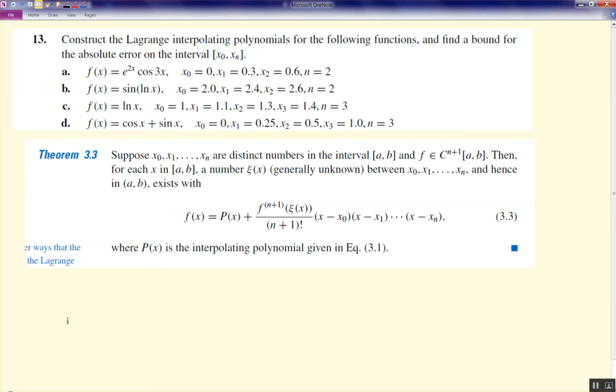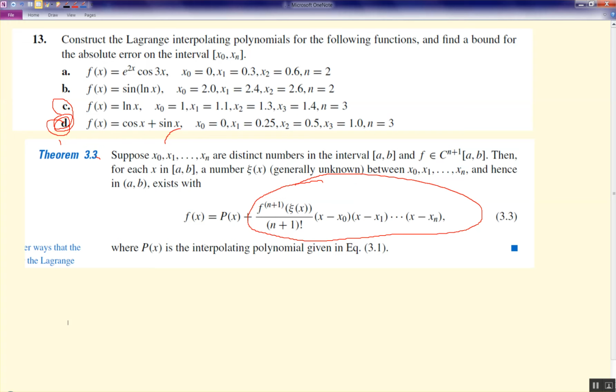Alright, let me show you one example for number 13. I would like to show you how I would attempt problem D. Here we need to find the error bound for the absolute error, and the only theorem that we studied for the error term is just this. So this is the error term.